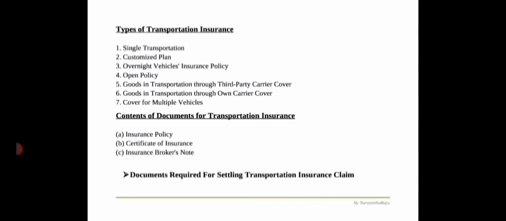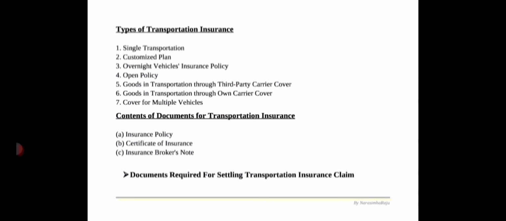And the third type of transport insurance is overnight vehicles insurance policy. If the goods have to be stored overnight in the vehicle, then this policy is recommended as it provides the coverage of such goods. And the next one is open policy. This transportation policy provides coverage for multiple transportations that may occur within a given period, which is generally 1 year. So if a business transports its goods very frequently, then they can purchase this policy and ensure that they will get coverage for more than one trip without purchasing a different transportation policy for each trip.